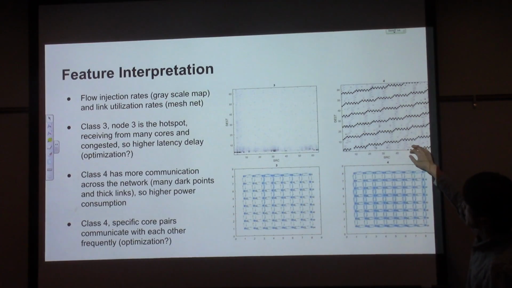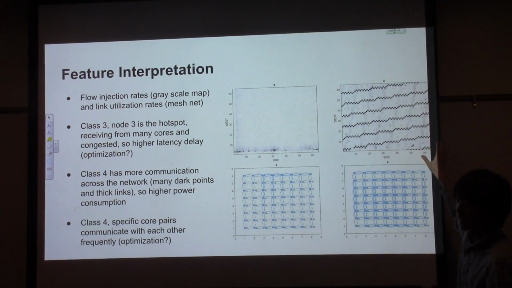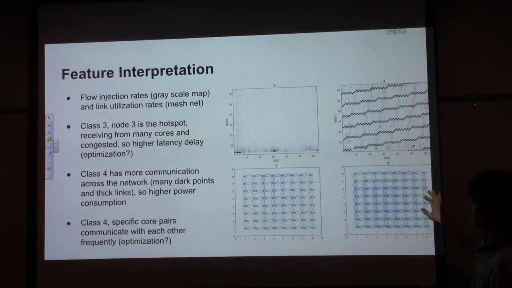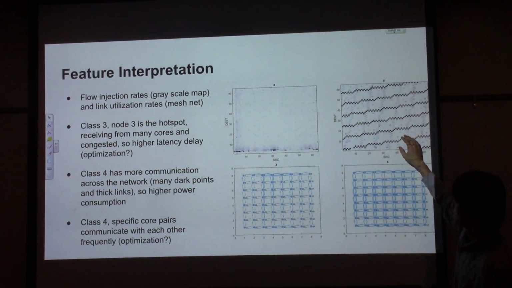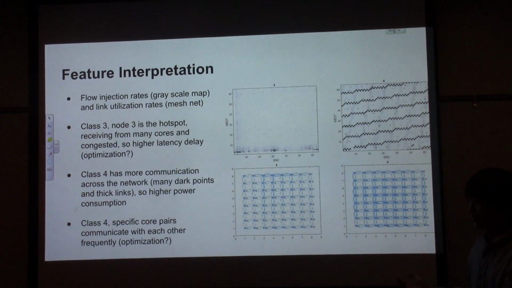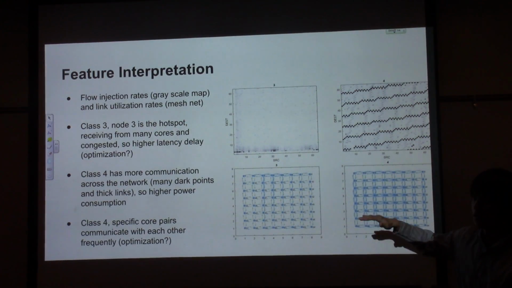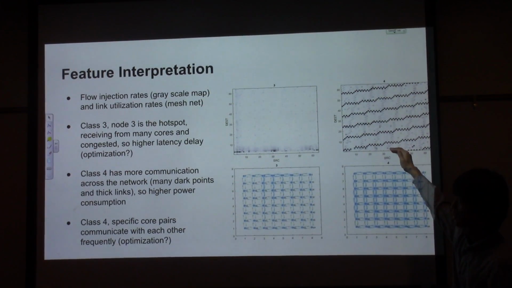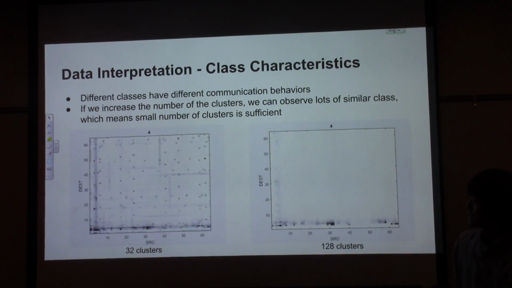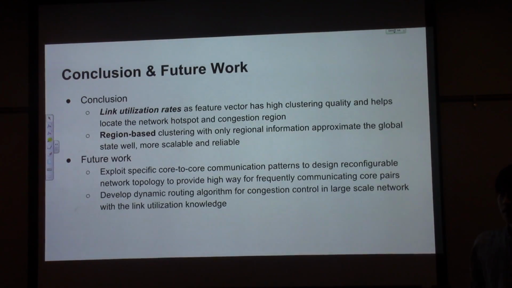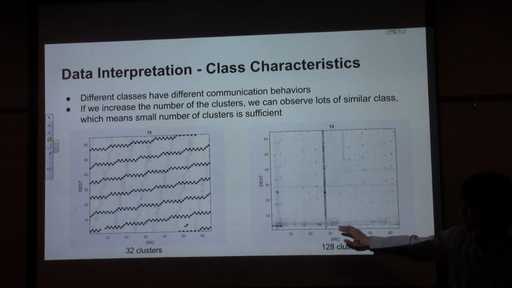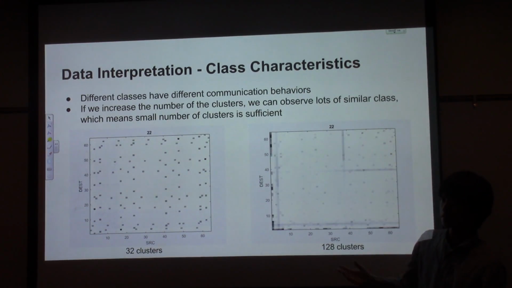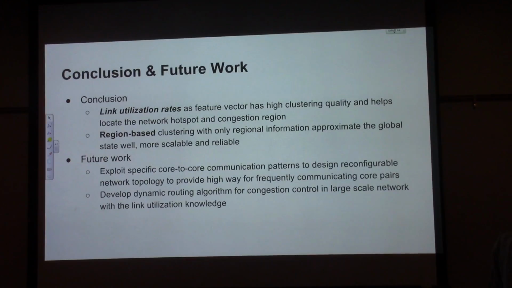For class 4, we have communication distributed evenly over the whole network. Every link here is wider, and everyone is trying to communicate with each other. So we have higher power consumption for class 4, but because the traffic is distributed evenly, the latency is lower compared to class 3. We actually animate different class behaviors here. You can see the 32 cluster and the 128 cluster have some similarities. Different classes have different behavior.